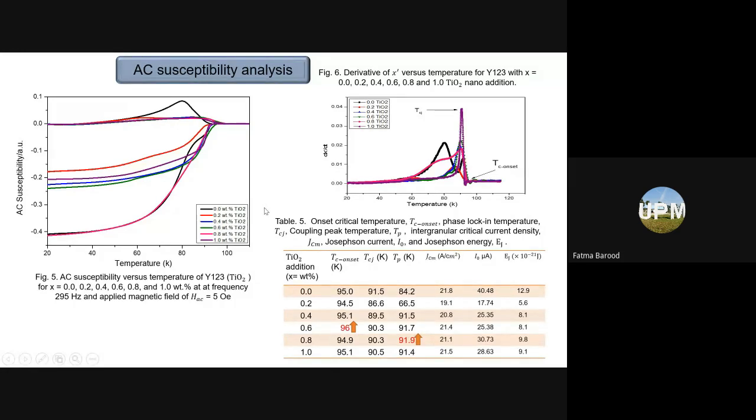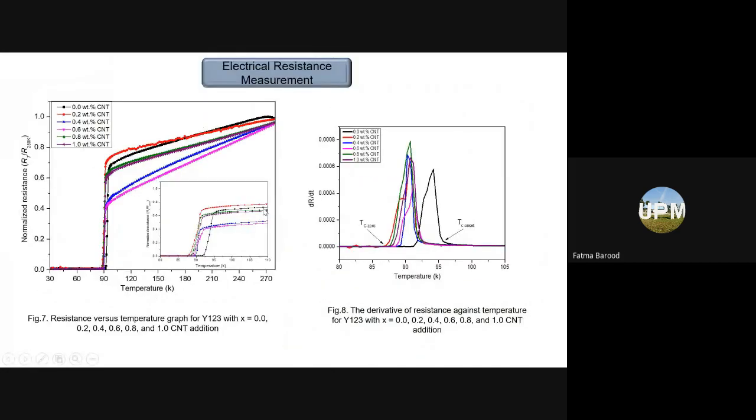So for now, electrical resistance measurement. This is the electrical resistance for carbon nanotube addition. The graph shows the normalized resistance versus temperature. All samples show metallic normal state behavior above the onset transition temperature. The normal resistance was decreased for all samples, except for the sample with 0.2 carbon nanotube addition.